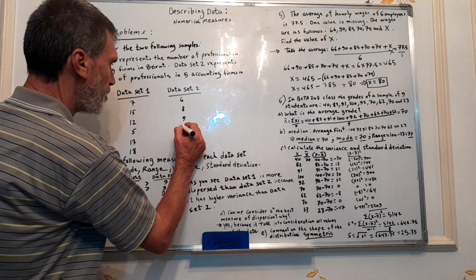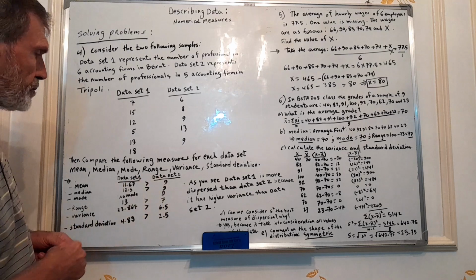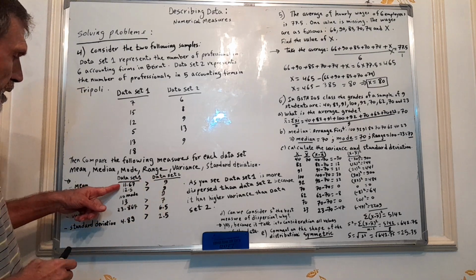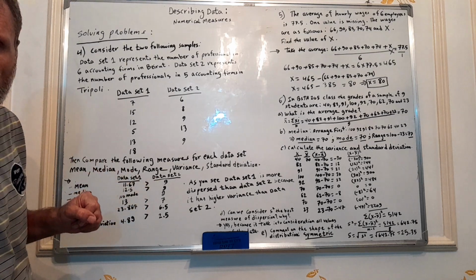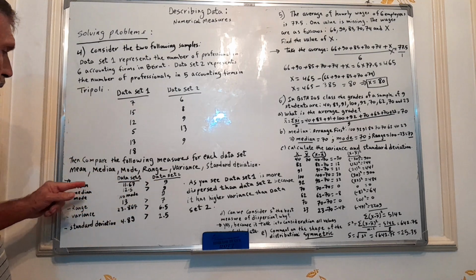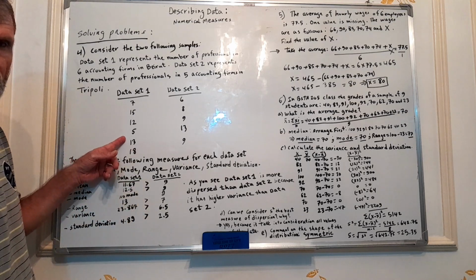by 5. And we come up with 9. Okay? And as you can see, the mean in data set 1 is greater than the mean in data set 2.